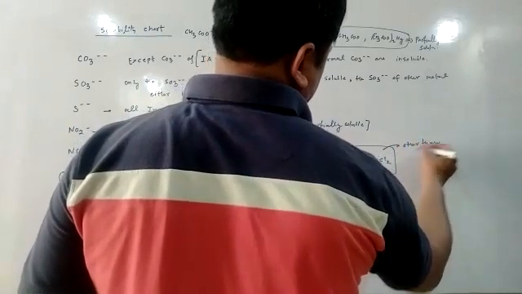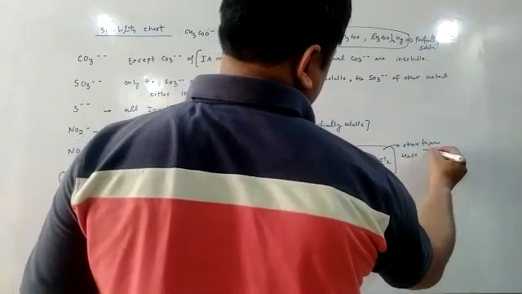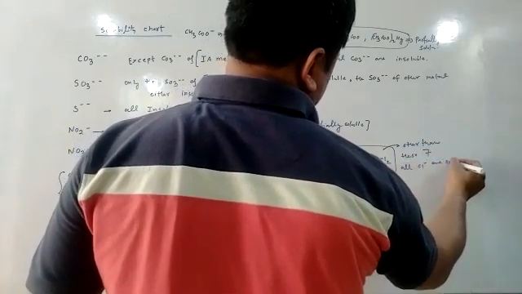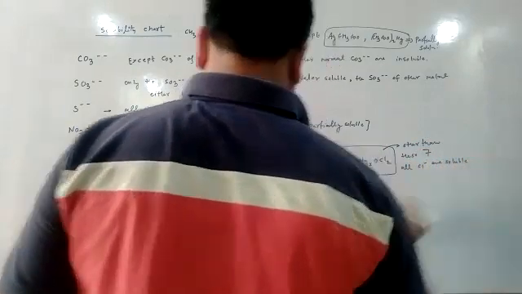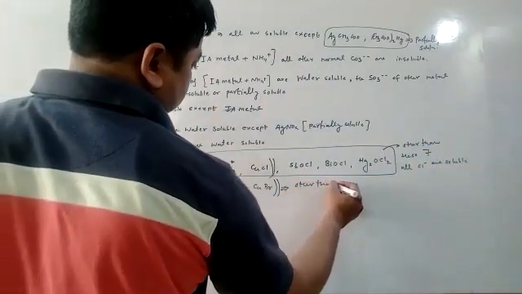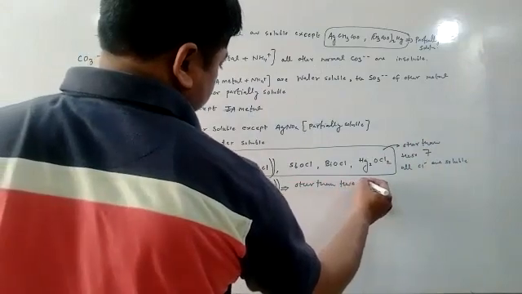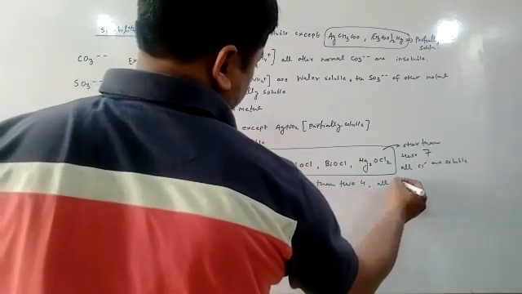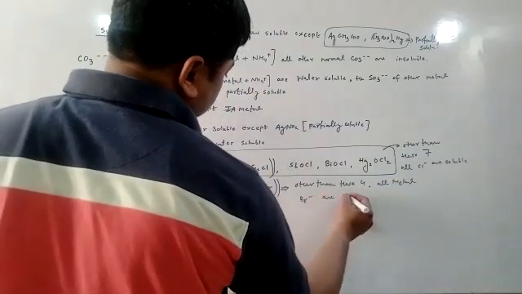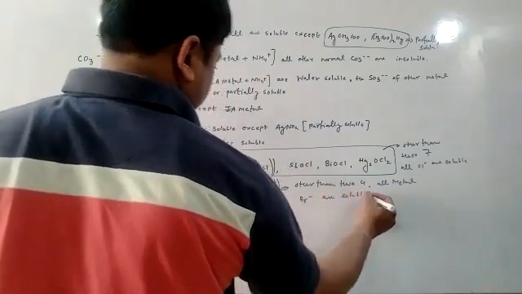Other than these 7, all chlorides are soluble. Other than these 4, all metal bromides are soluble. Understood?